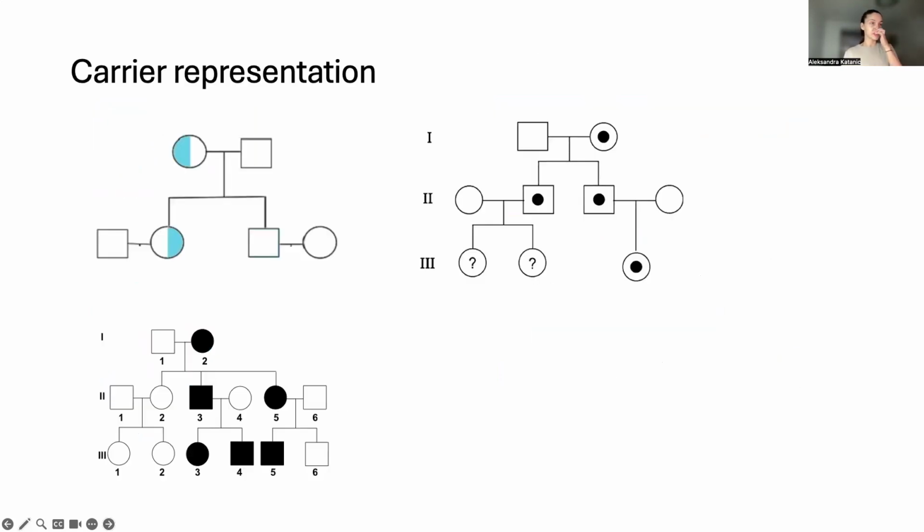Carrier representation. Sometimes, as you probably know, individuals can be carriers of disease but not express it. That will be shown in the genotype, which I'll explain a little bit more on a later slide. But the way that this is represented, sometimes it's not represented at all, as shown in this pedigree here. Sometimes it's represented by half shading a shape, and sometimes it's represented just by putting a circle in the middle of the shape.